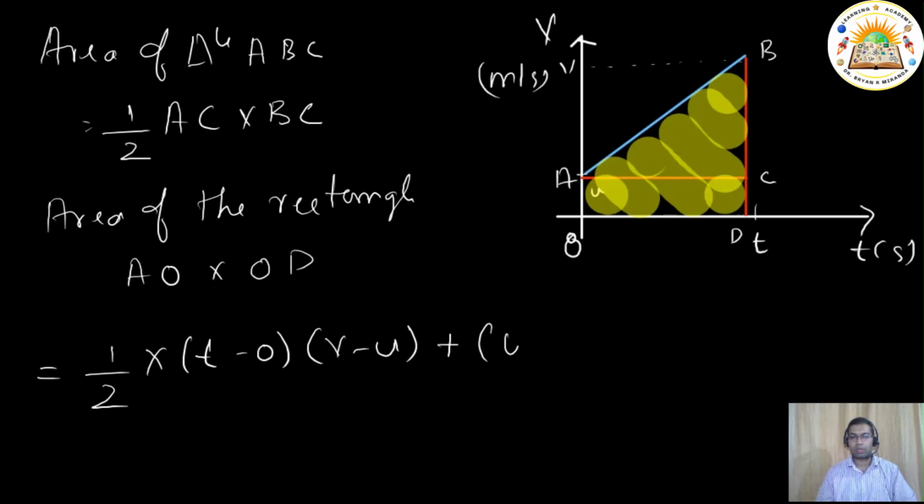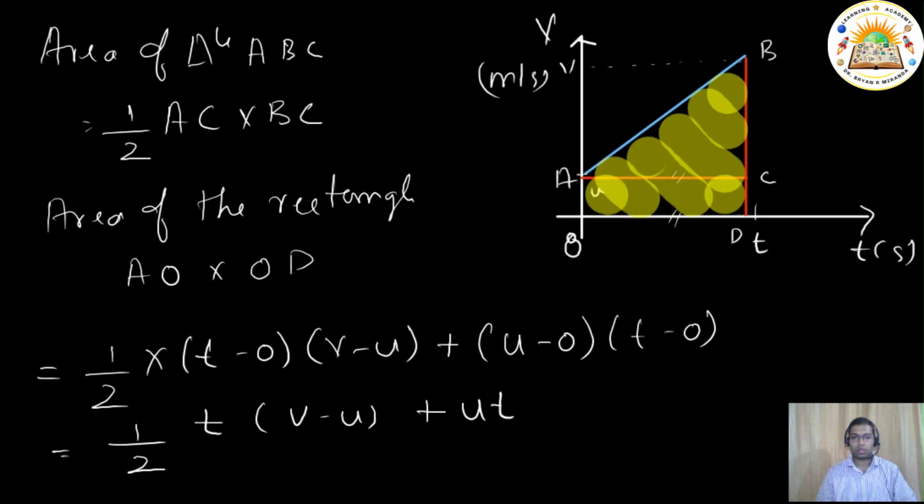AO is nothing but U minus 0. And OD is similar to AC, which is nothing but T minus 0. So I will get this as half into T minus 0, which is T, times V minus U, plus U into T. So you can see here from this graph, what are we getting?